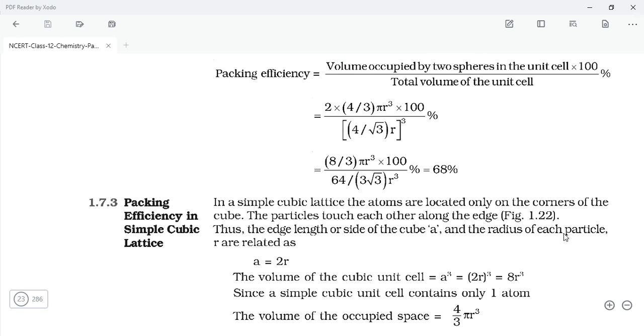In a simple cubic lattice, the atoms are located only on the corners of the cube. The particles touch each other along the edge.